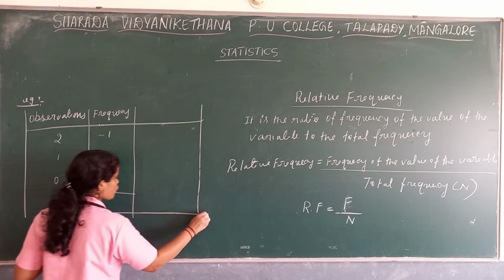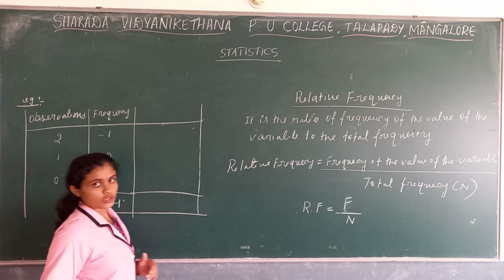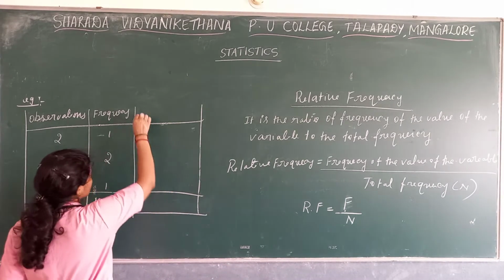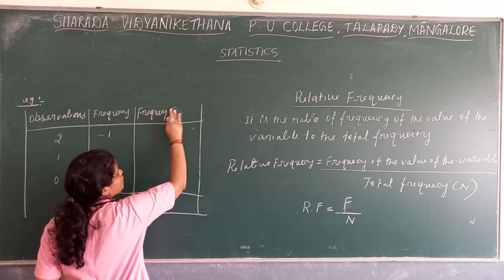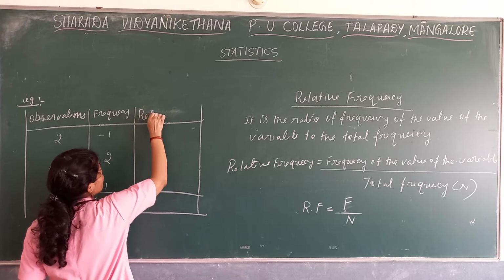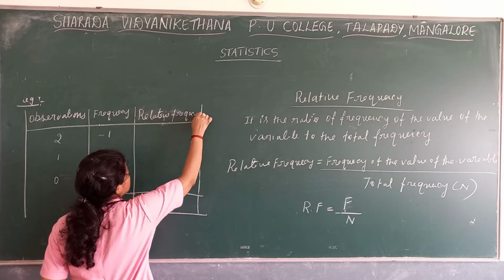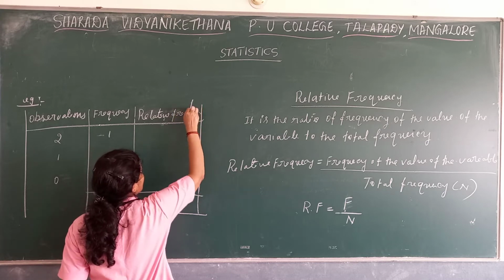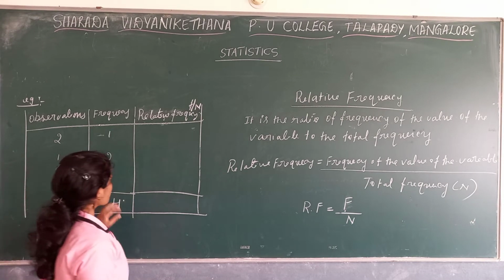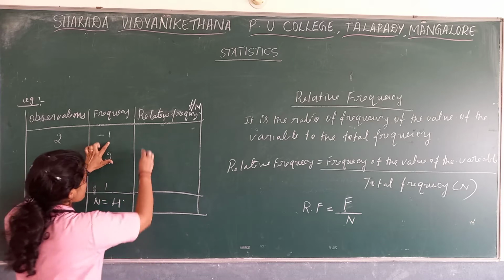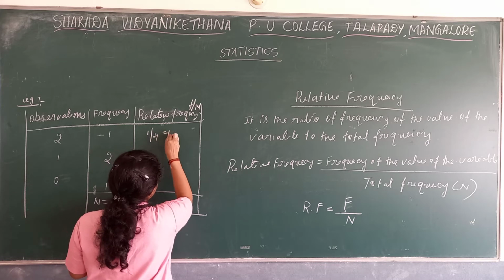So what is the total number of frequencies? Here n is equal to 4. Total number of frequencies is 4. Then how to find out the relative frequency here? Relative frequency is frequency by total number of frequencies. So what is the frequency here? Frequency is 1 by total number of frequencies 4. What do we get? 0.25.